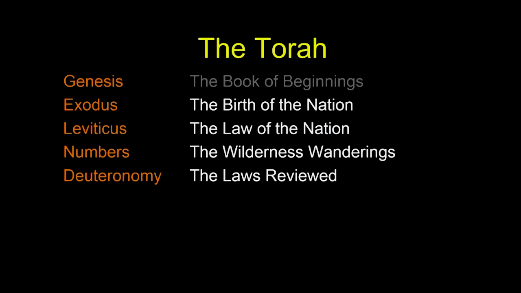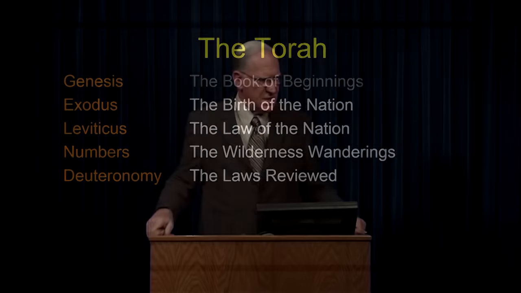The next four make up the five books of Moses, which are known in Hebrew as the Torah, sometimes called in the Greek version the Pentateuch. So the book of Genesis, of course, is the book of beginnings. The book of Exodus, of course, is the birth of the nation. This is the time where the nation Israel is literally begun.